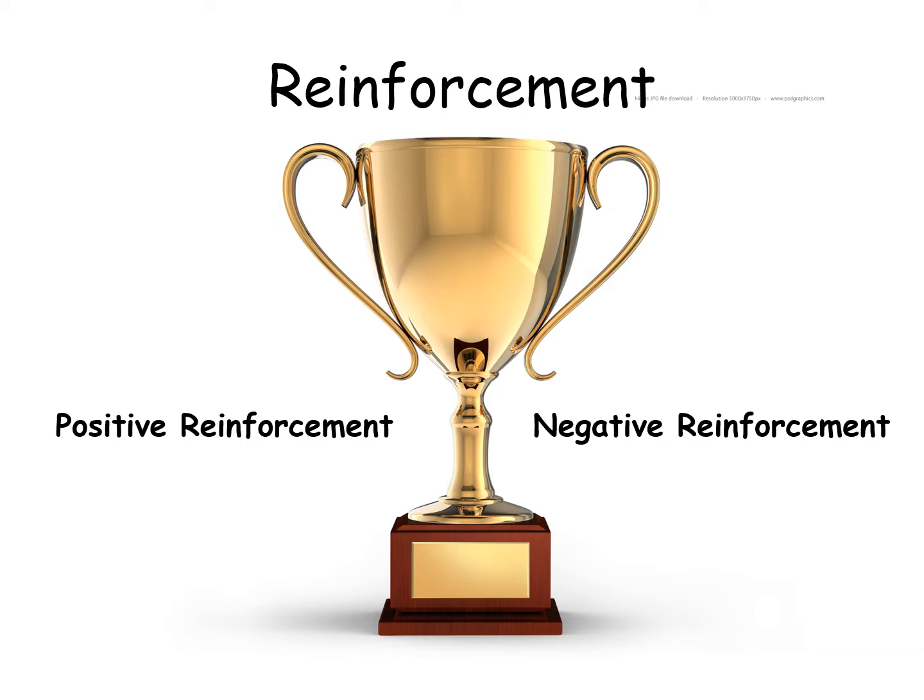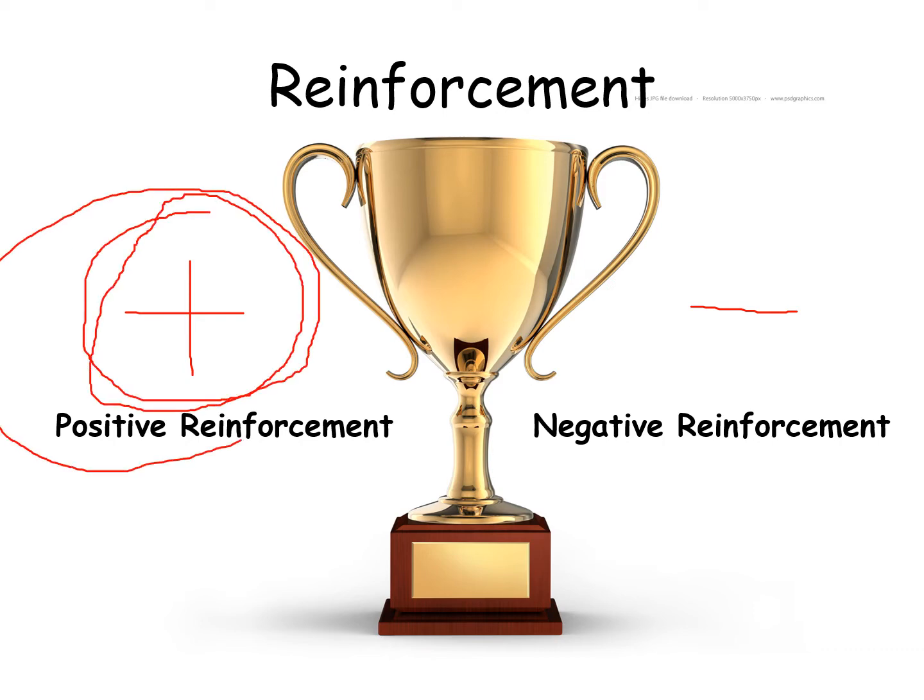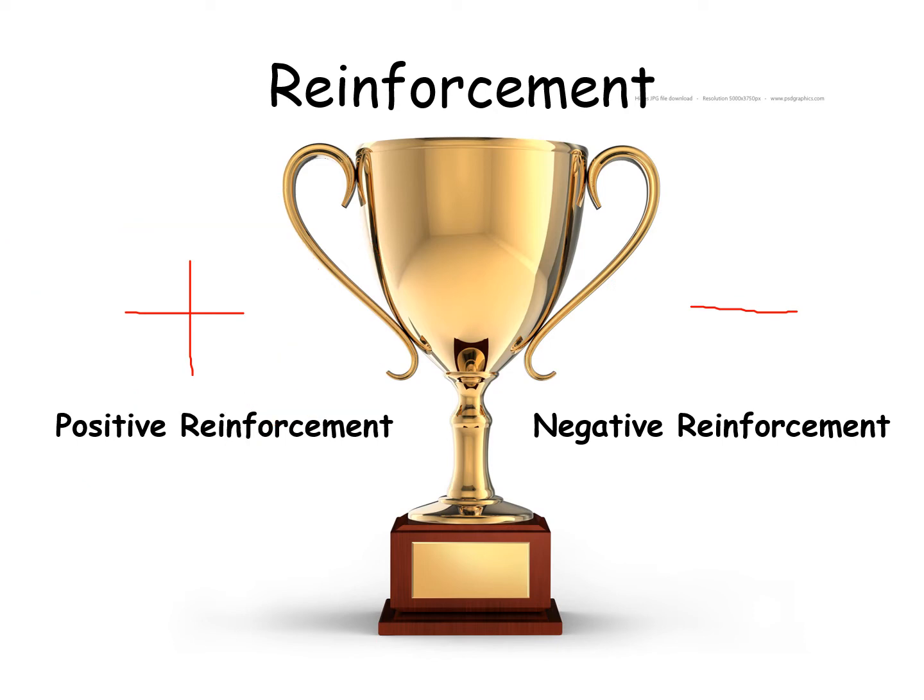So we have two ways in which we can reinforce behavior. We have positive reinforcement and we have negative reinforcement. So positive reinforcement happens when we add something. I use the plus and minus signs when talking about this stuff because we are adding something. Okay. So positive reinforcement, I am adding something in order to get the person to continue. And specifically, I'm going to add something that is good.